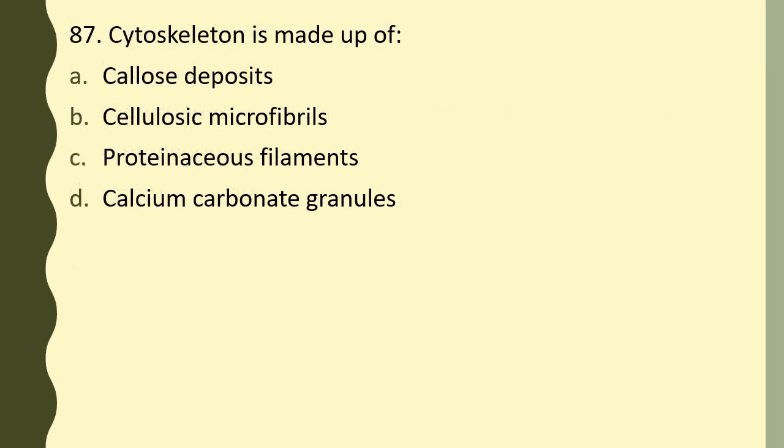Question number 87. Cytoskeleton is made up of callose deposits, cellulosic microfibrils, proteinaceous filaments, calcium carbonate granules. Cytoskeleton is made up of. Correct answer is option C, that is proteinaceous filaments.